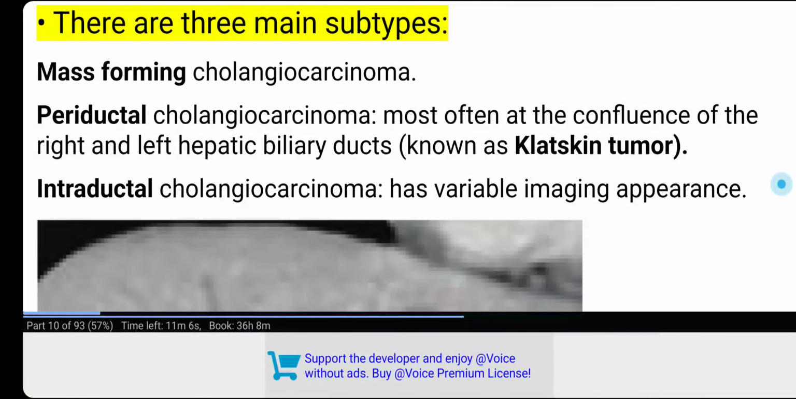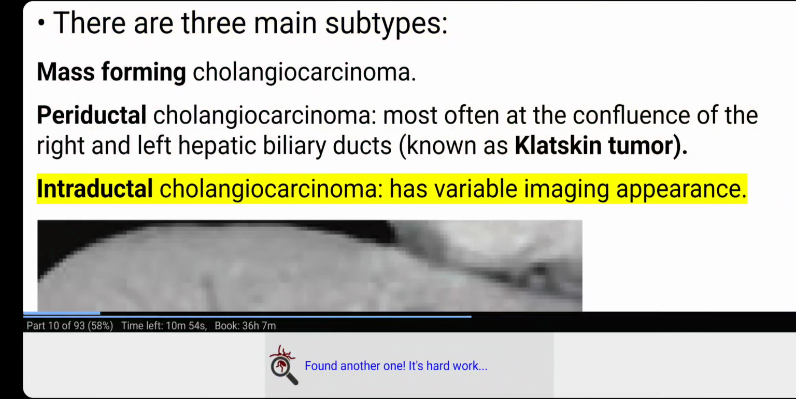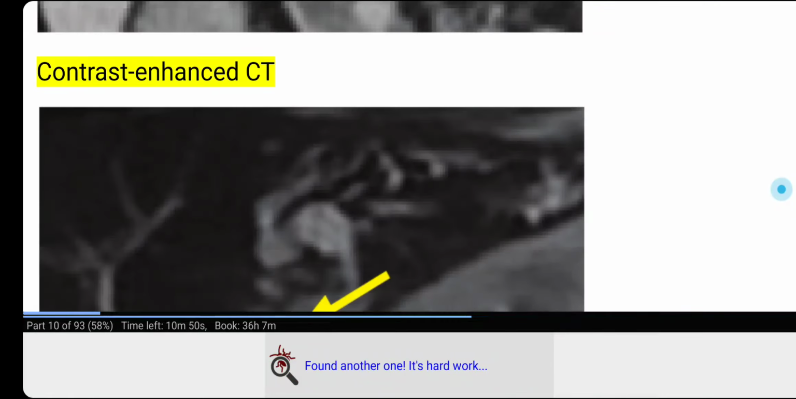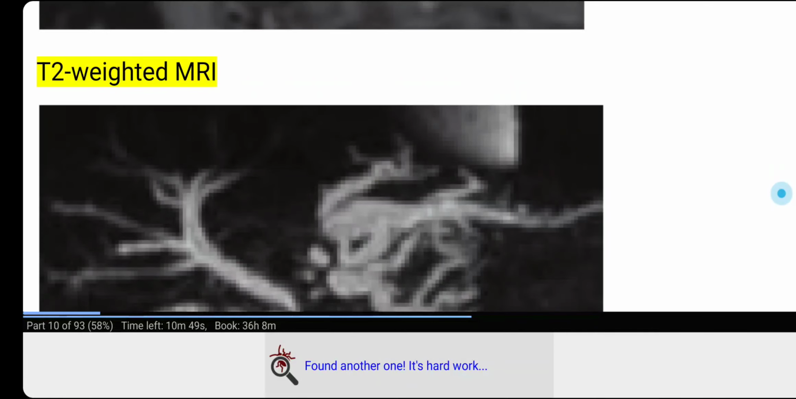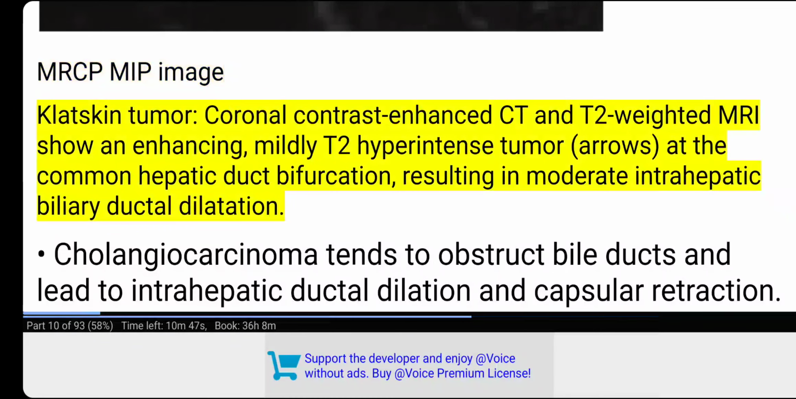There are three main subtypes. Mass-forming cholangiocarcinoma. Periductal cholangiocarcinoma, most often at the confluence of the right and left hepatic biliary ducts, known as Klatskin tumor. Intraductal cholangiocarcinoma has variable imaging appearance. Contrast-enhanced CT, T2 weighted MRI, MRCP MIP image, Klatskin tumor.